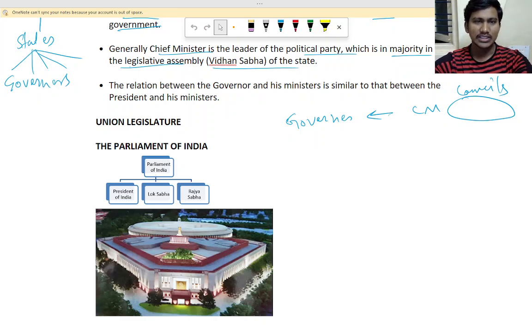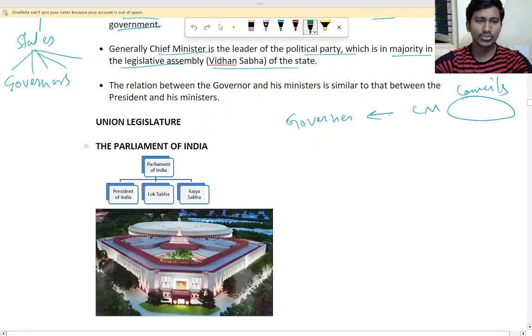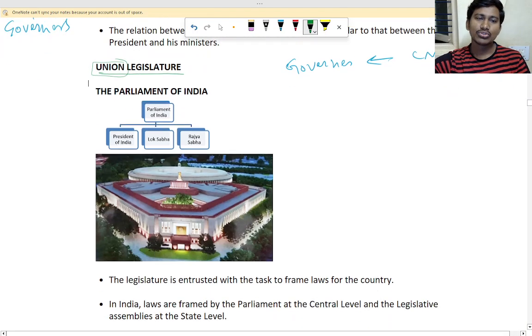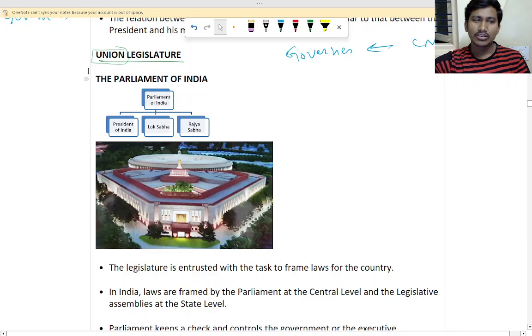Okay, so see here, we'll study about the Union legislature. We have seen four pillars: legislature, executive, and then what? Judiciary and the media. So here, the Union legislature has the power to change the law, right? In that, who will come?